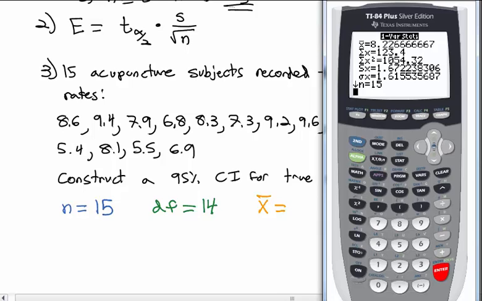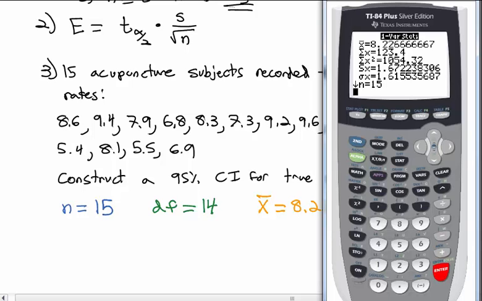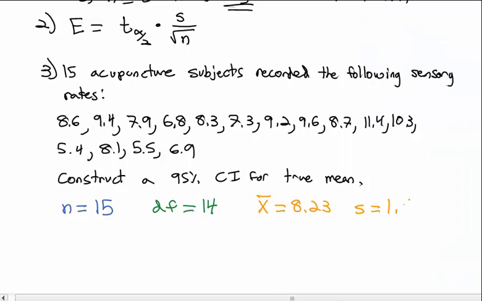We need to know the mean, which is 8.23. And we need to know the standard deviation. And remember, because this is a sample, we need to use Sx, 1.67. 1.67 is the standard deviation.